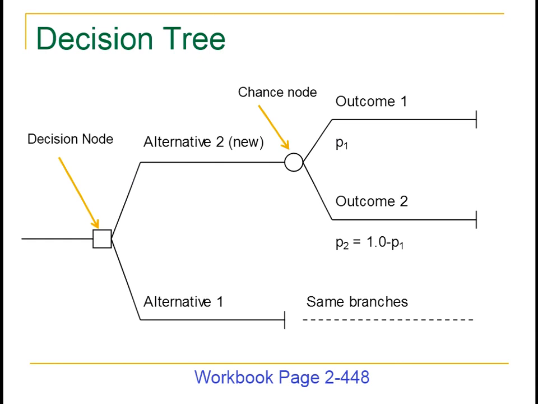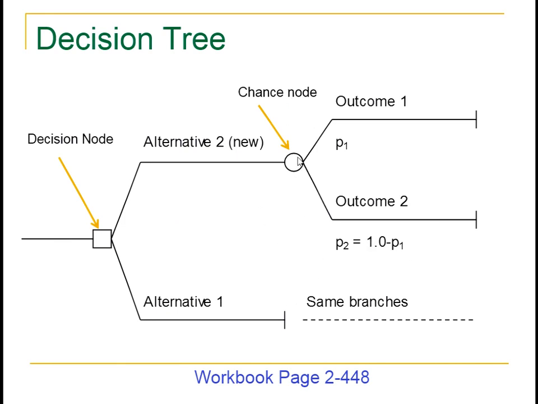So the first is the decision tree. The decision tree starts with the decision node, which is the only place that you have any input or control into the system. And you do your alternatives. Your standard of care, your best alternative is usually at the bottom, and the alternative that you are currently looking at, the new possibility, is at the top. You may have more than two alternatives in a decision tree, and all of the branches look identical for all of these.